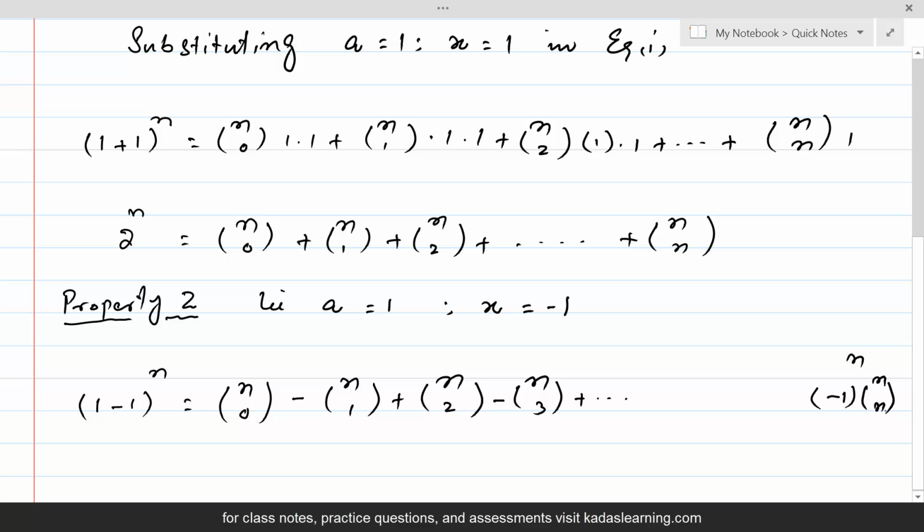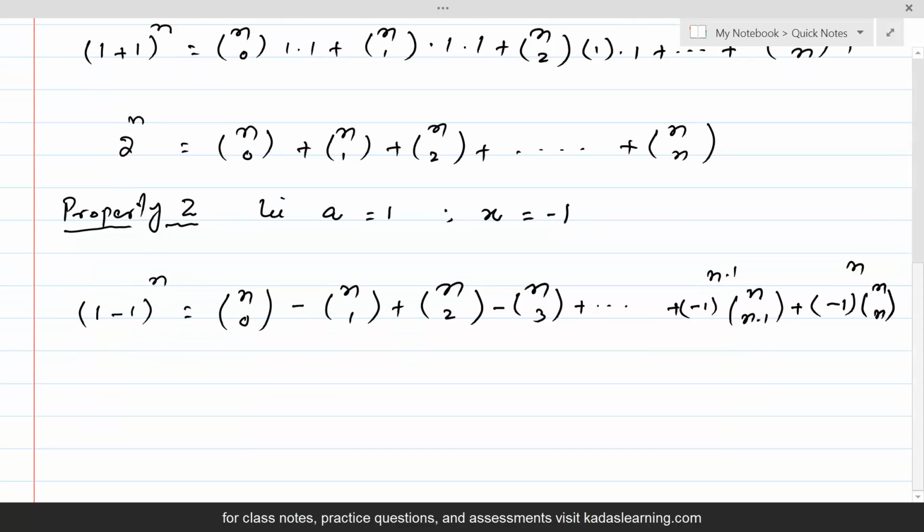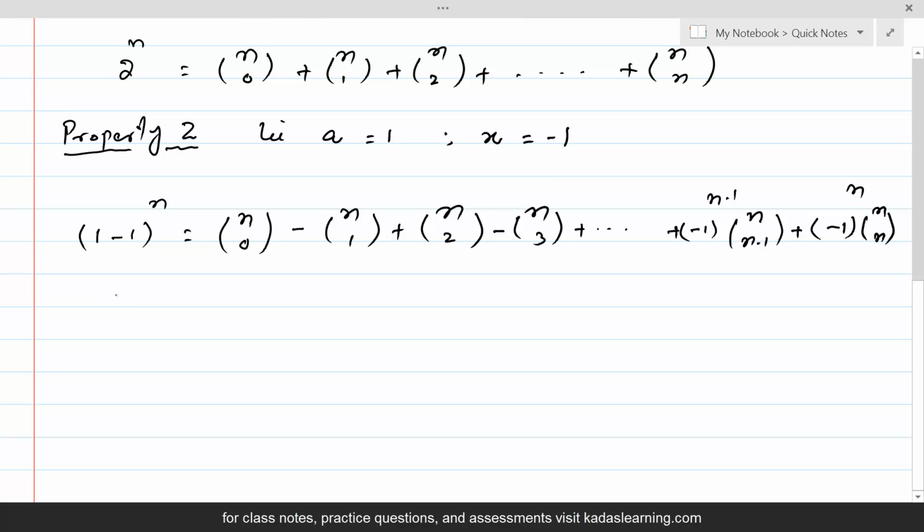This is so because we don't know if n is odd, and (-1) to an odd power is equal to minus. The term just before that would be (-1)^(n-1) nC(n-1). If n is odd, then the last term would be negative and the term before that would be positive. If n is even, then the last term would be positive and the second last term would be negative. So let's write it down before we start the distinction of even and odd.